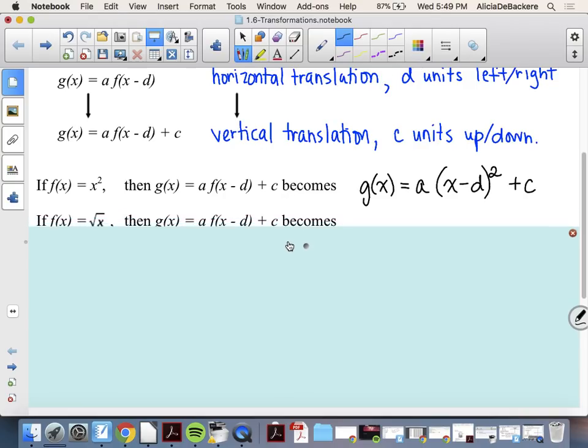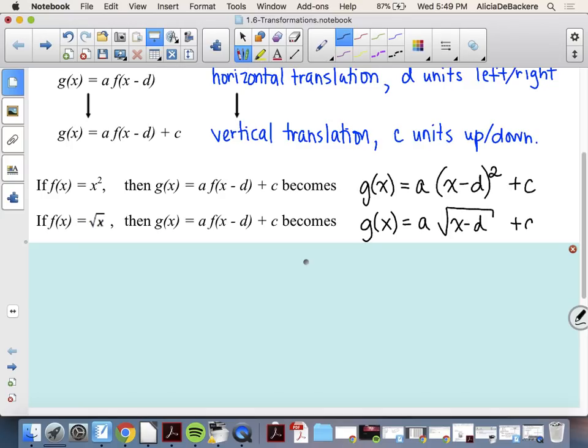We're going to try that again, but now with a different function. So again, g at x is equal to a times the function of x minus d plus c. But this time, my function that I'm going to be using is the square root function. That means I need to wrap the square root around this whole bracket x minus d. The a and the c are outside of it. So I get g at x is equal to a, and then I wrap the square root all the way around the x minus d, and the plus c comes after it. I put a little tail on my root just to show where it ends, but you don't need the tail.